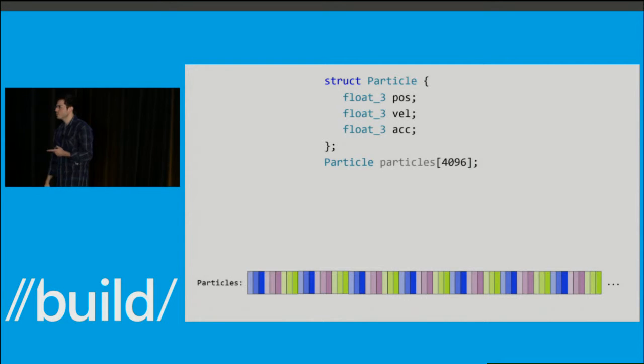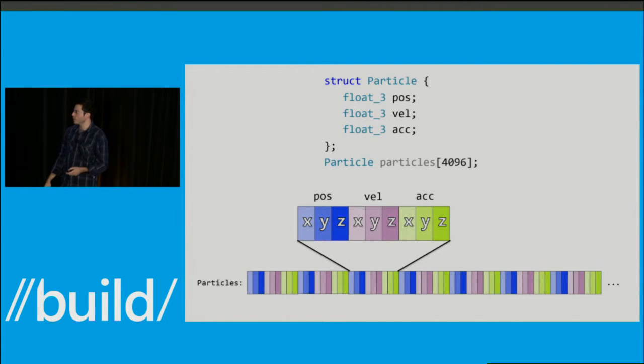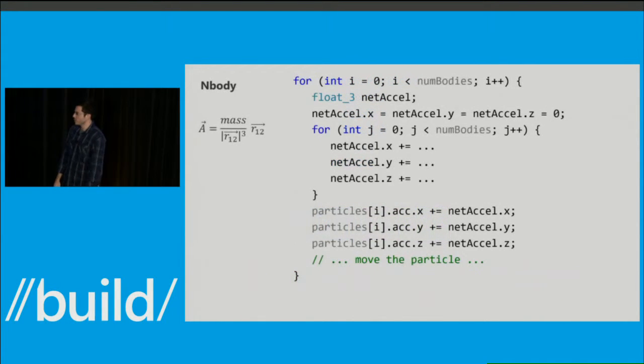The way the particle structure is laid out in memory is, again, a flat stream of bytes. And because we've used an array of structs, we've got the position right next to the velocity, right next to the acceleration. It's the x, y, and z components, and so on and so forth. That's our data structure, and that's what it looks like in memory.